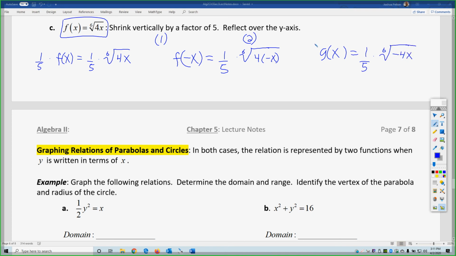You can divide the whole thing by 5 too instead of multiplying by 1/5. It would be equivalent. That is the end of part 3.